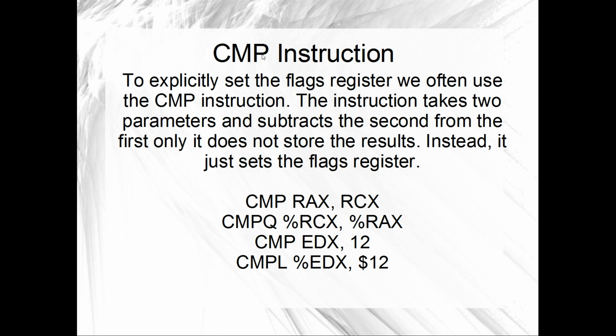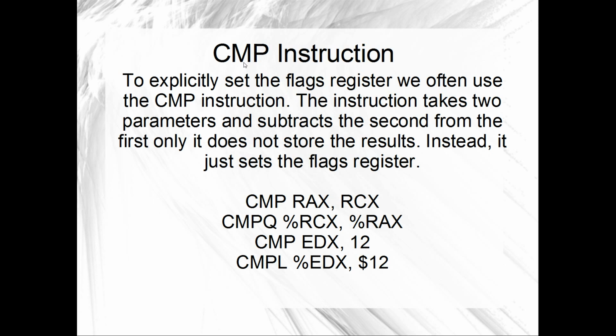And what happens is we often use the cmp or compare instruction to set the flags in the flags register, and then after that we do what's called conditional jumps, which we're just about to have a look at. The compare instruction takes two parameters and it subtracts the second from the first in Intel, so opposite in AT&T. Subtracts the first from the second.